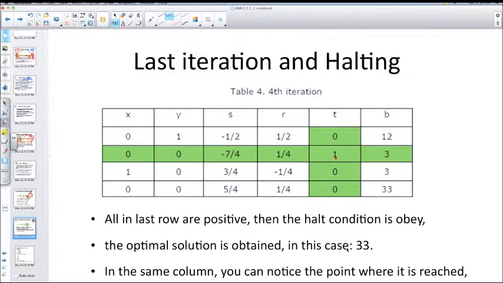Now this is 1, 3, 1/4. What you made, that's 33. Now check. No negative, no negative, no negative, no negative, no negative, no negative. You're good. So we call halting condition is satisfied. And then your job is done. You get your maximum solution. That's 33. And let's see how to read your answer. In this place, basically tell you y equal 12. Can you see it? And the x equals 3.